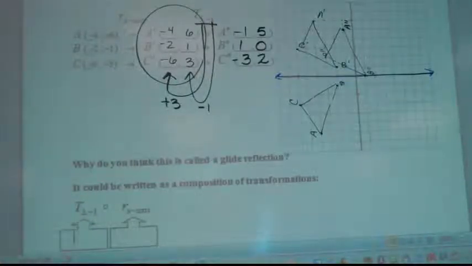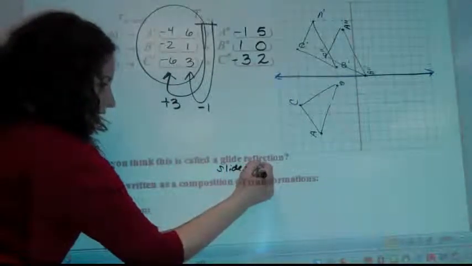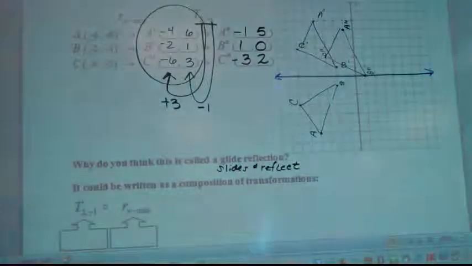Why do you think it's called a glide reflection? It does both. You got it. It slides and reflects. And it doesn't matter what order it's in. It could also reflect and then slide.